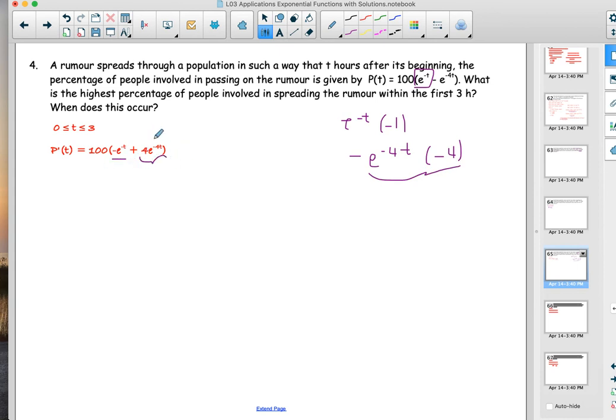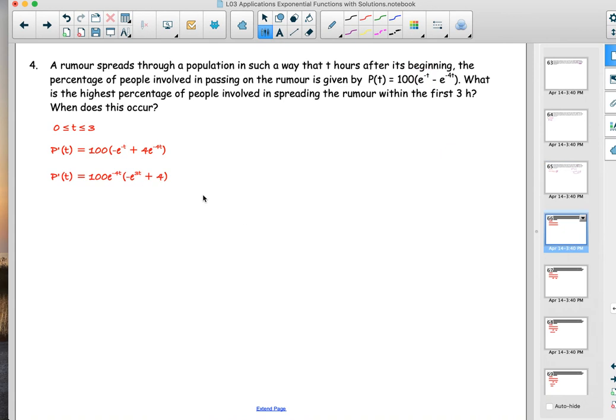Now, in order to figure out where this is 0, we're going to factor out the lowest exponent. That would be negative 4t. So we'll factor out e to the negative 4t. When we divide e to the negative t by e to the negative 4t, we get e to the negative t plus 4t, and that gives us e to the 3t. So that's what we're trying to do: we want these exponents to become positive. So this is negative e to the 3t. When we factor e to the negative 4t out of the second term, that's gone, so we're just left with plus 4.